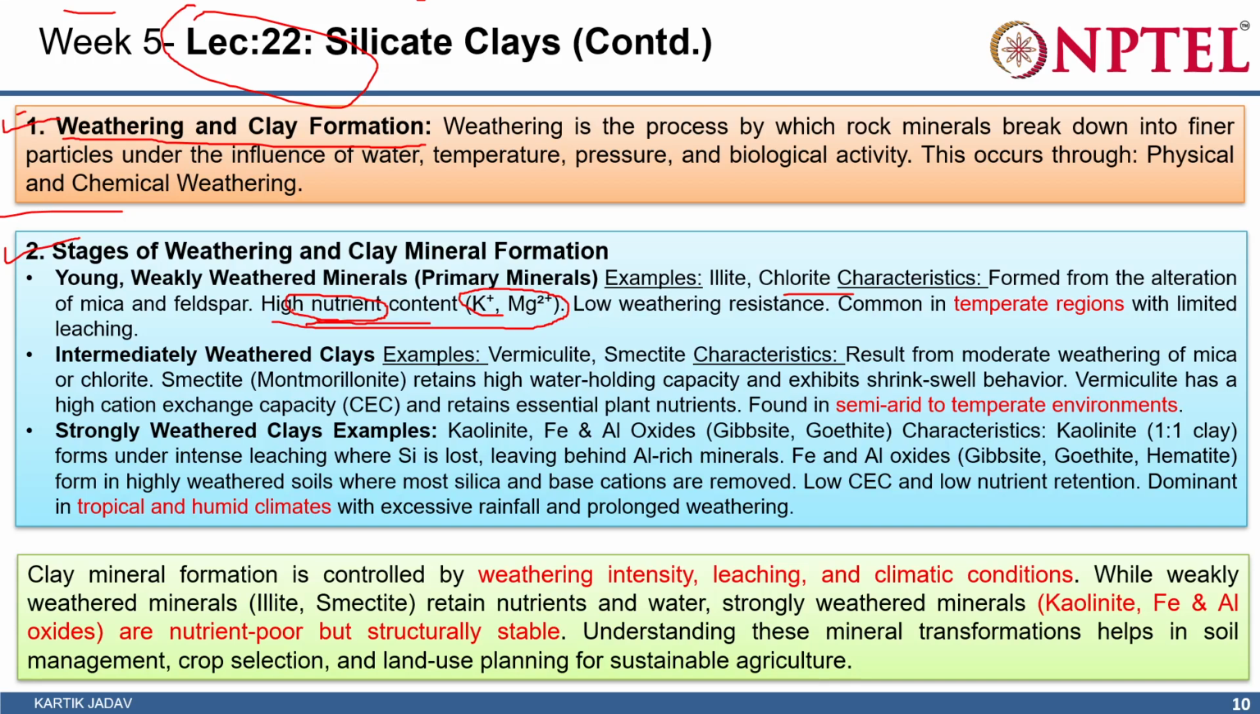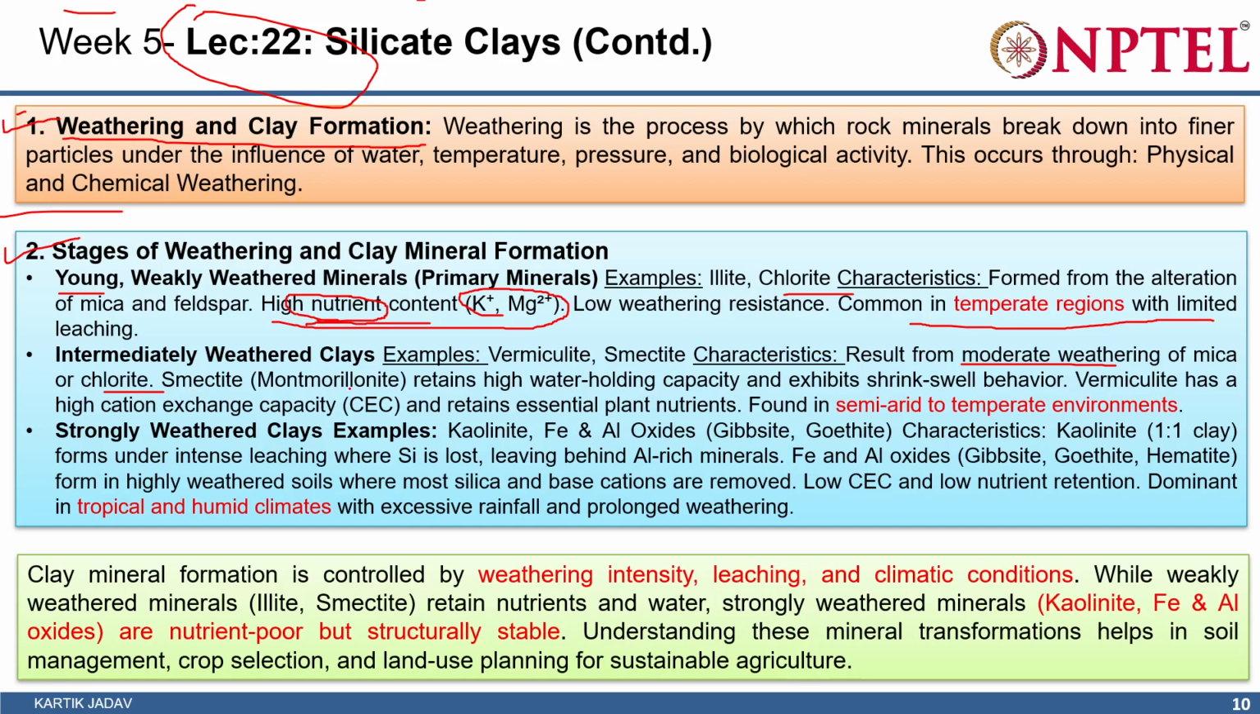And this kind of young soil is loosely attached, and due to that, it has a low weathering resistance, and is generally found in temperate regions with limited leaching. Then we have intermediate weathered clays, and examples are vermiculite and smectite. It generally results from moderate weathering of mica and chlorite.